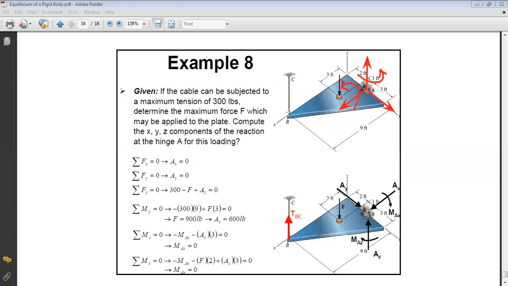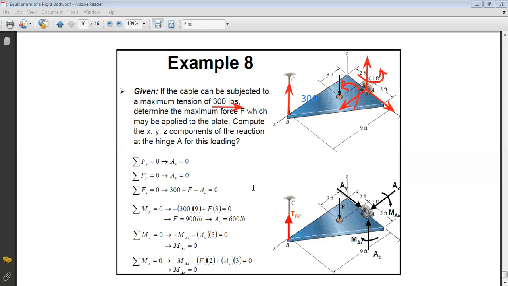So here, they told you that we want to design based on the maximum tension. The maximum tension in the cable is 300, so I will put 300 here. And I want to find the maximum force F, which will lead to the maximum tension. So here I have F as unknown. I have in this problem 6 unknowns, so I can solve by writing the 6 equations of equilibrium.